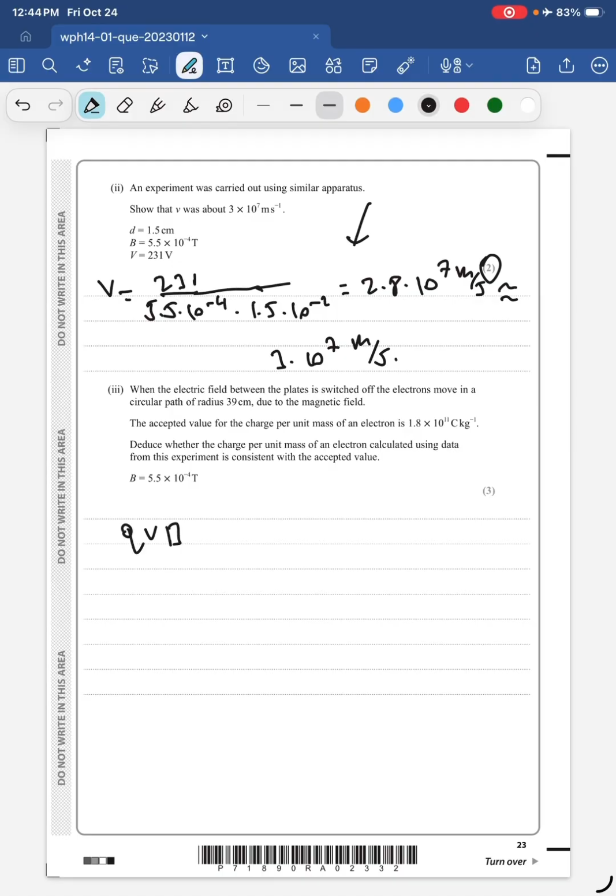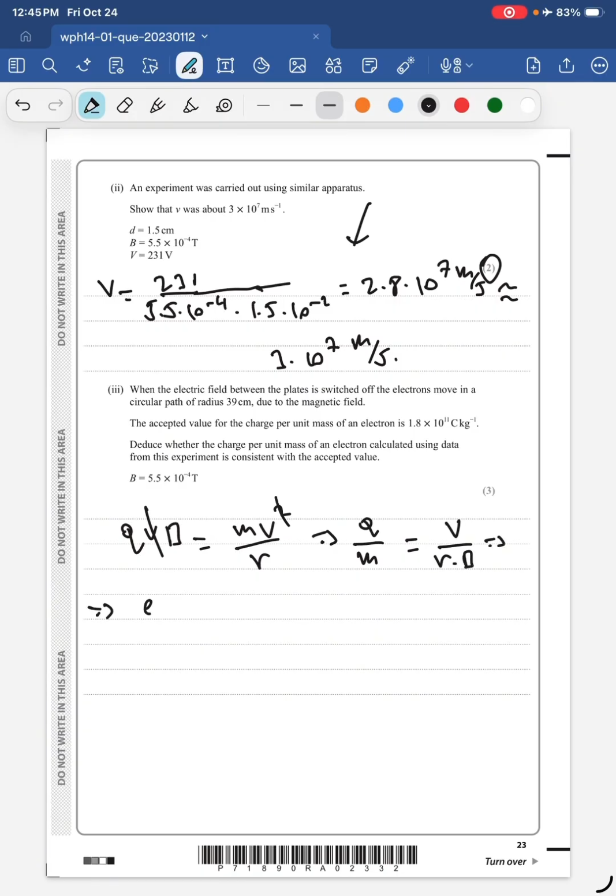And in fact, this force is going to be perpendicular to the direction of motion. Therefore, we're going to have circular motion. So this force is going to play the role of a centripetal force, and it's going to be equal to mv squared over r. So this v cancels, and we can solve for q over m, which is charge over mass, and find that it's equal to v, the velocity, over the radius times B.